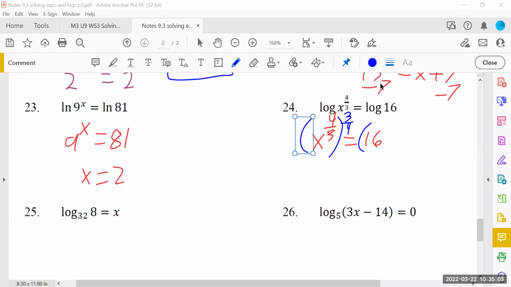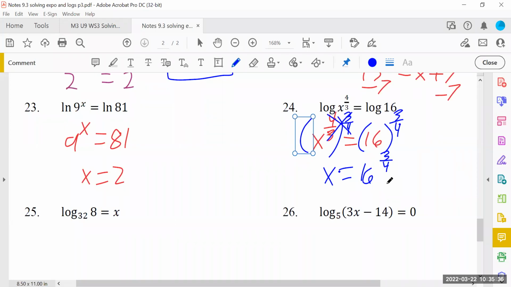So we just said we can set x to the 4/3 power equal to 16, but I can't make those bases match. So instead, I'm going to raise both sides to the 3/4 power like we did back in unit 6, because that way the 3's cancel out, the 4's cancel out. X is equal to 16 to the 3/4 power. This is the only one like this on the notes. There's only one, I think, like this on the homework.